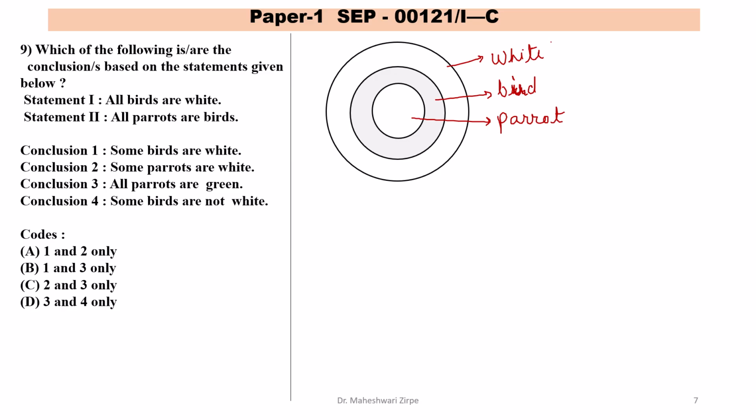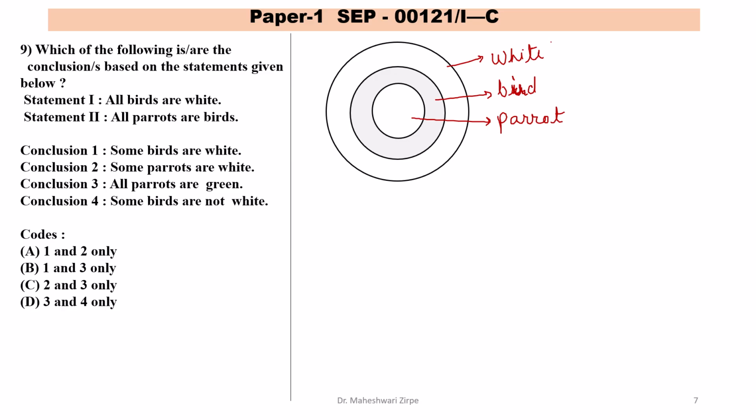Now the conclusions. What they have said, some birds are white. Actually all birds are white, but it is okay that some birds are white in color, because in the first statement they have said all birds are white. So conclusion 1 is correct. Then, some parrots are white. Is it that some parrots are white? Yes, because the parrot circle is in the center of the white color, which means some of these parrots will be white in color.